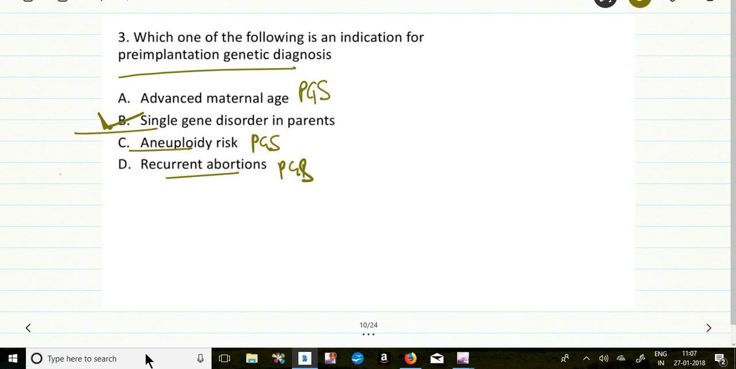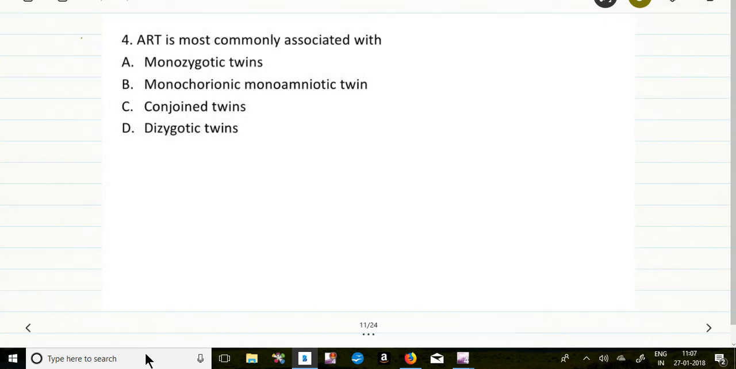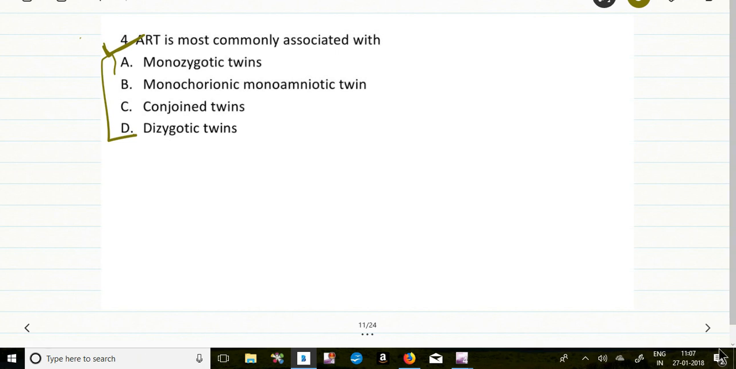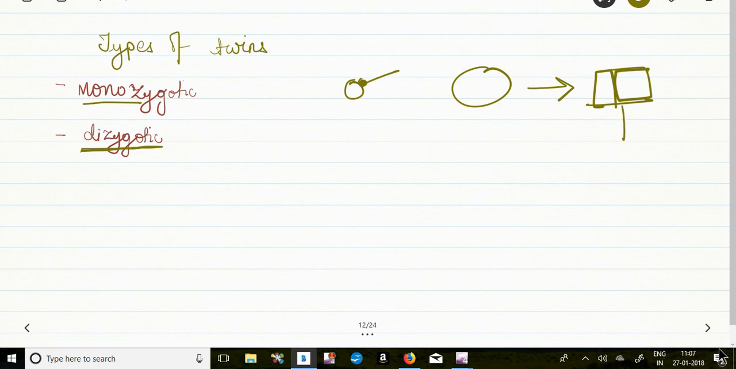Understood? Now coming to the next question, which is also on ART. Now this question again is very important. It includes two important topics, ART and twins. Now twins are of two kinds. You have monozygotic twins and dizygotic twins. When a single spermatozoon fertilizes a single oocyte and you have a single zygote which at a particular stage of development divides into two zygotes, it is called monozygotic. Mono because both the zygotes, both the babies are going to have similar genetic makeup.